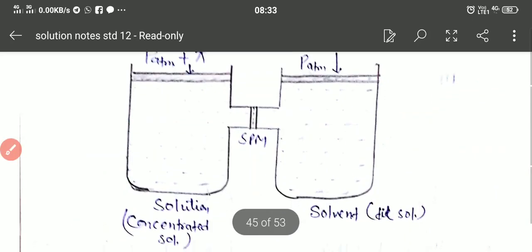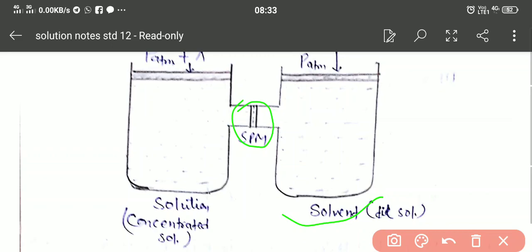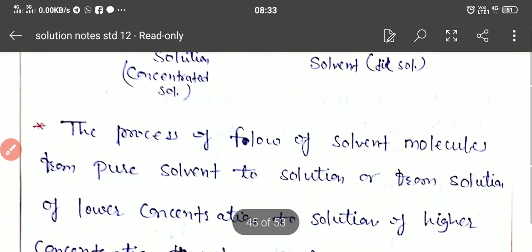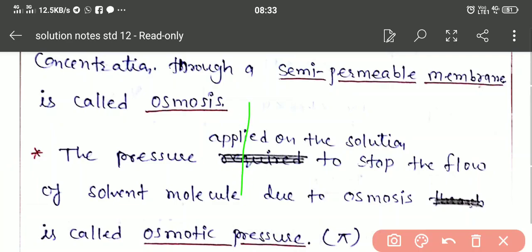Now here it is a semi-permeable membrane, SPM. So SPM allows only solvent molecules to pass from lower concentration to higher concentration. Now what is osmotic pressure? The pressure applied on the solution side to stop the flow of solvent molecules due to osmosis is called osmotic pressure.